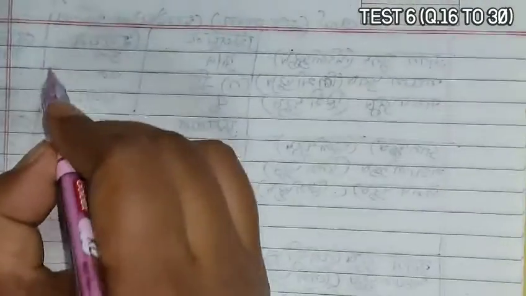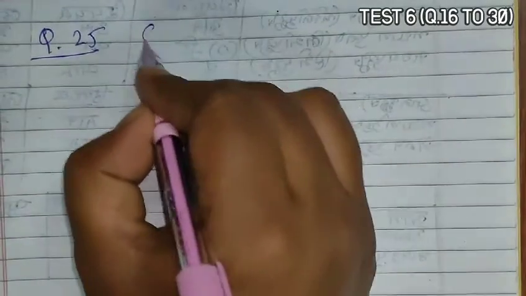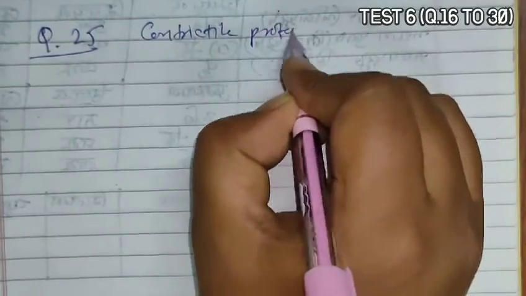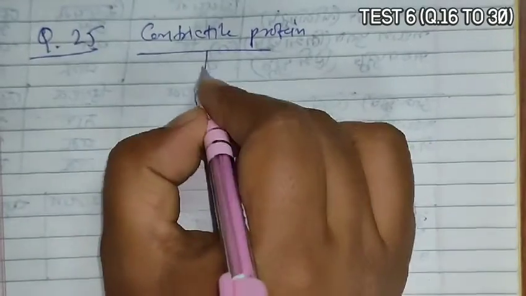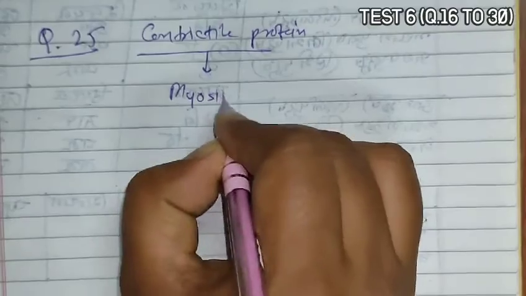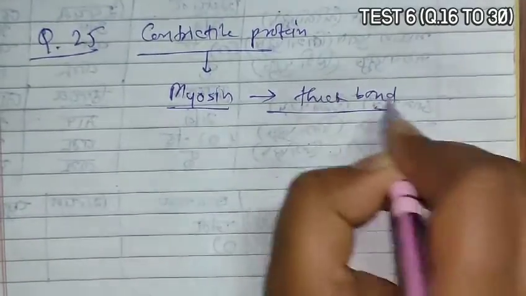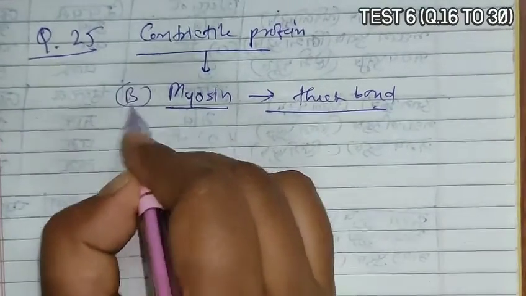That is question number 24. Question 25 asks which of the following is a contractile protein of muscle. It is a fact-based question. You have to remember that the contractile protein of muscle is myosin, which forms the thick band during the sliding filament theory in a sarcomere. So B is the correct answer.